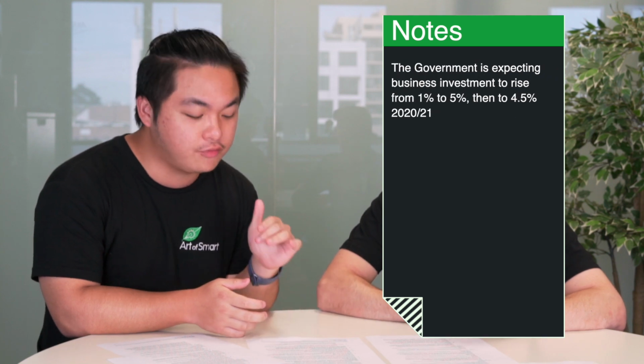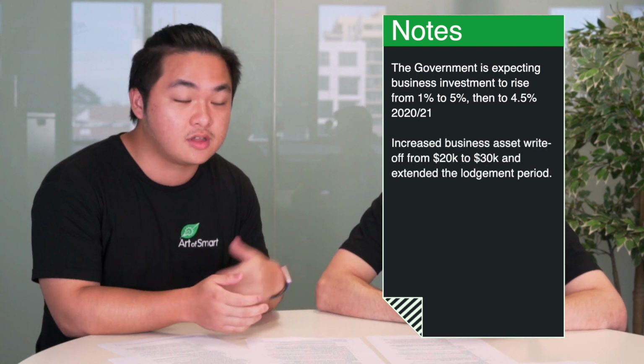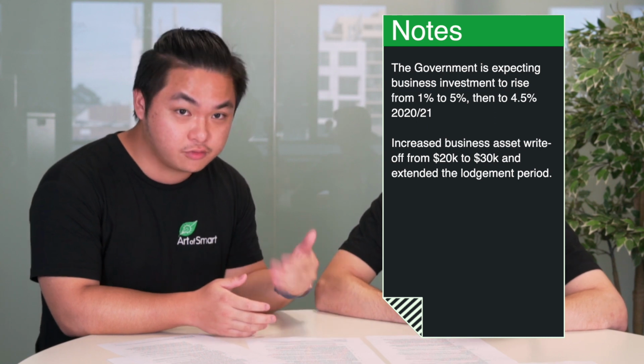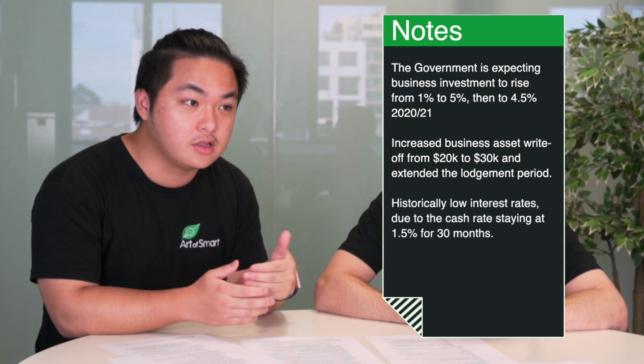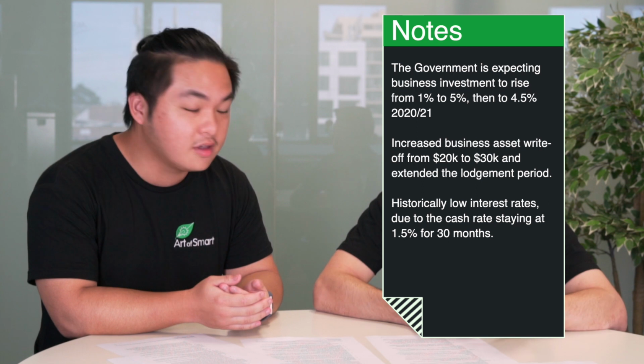So I'll just tackle that business investment point first. The government's expecting business investment to rise significantly from just 1% to 5% and then finally to 4.5% in 2020-21. And underpinning this assumption is that they have upped their business asset write-off from 20,000 to 30,000. They've also extended the period for which small businesses can lodge for an additional 12 months. And the other thing is there have been historically low interest rates due to the cash rate staying at 1.5% for, I believe, now 30 months.